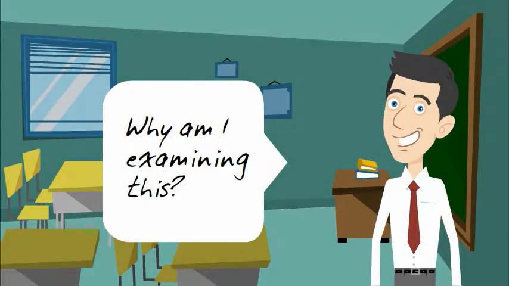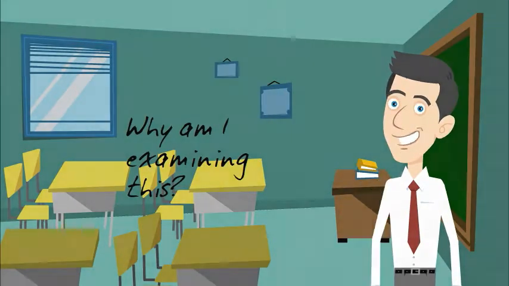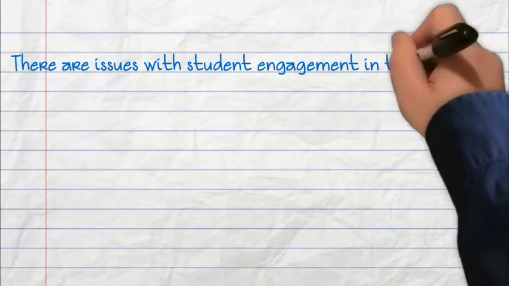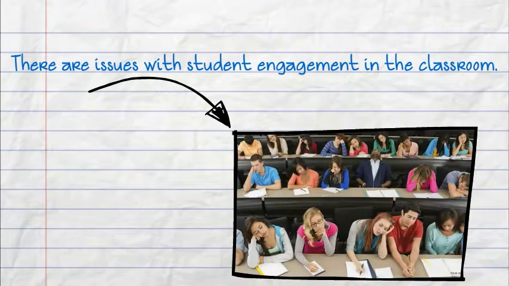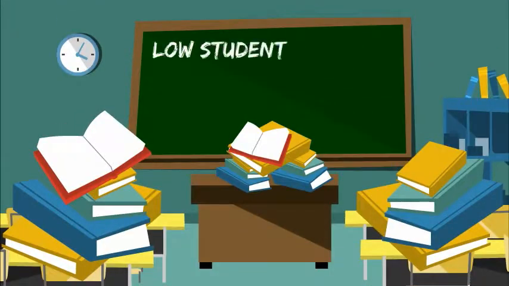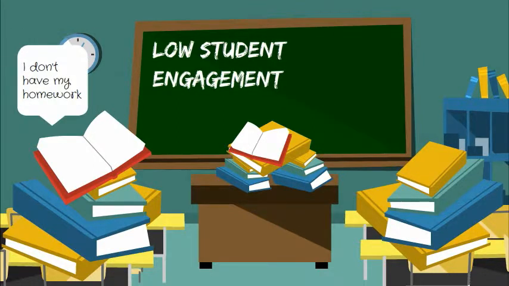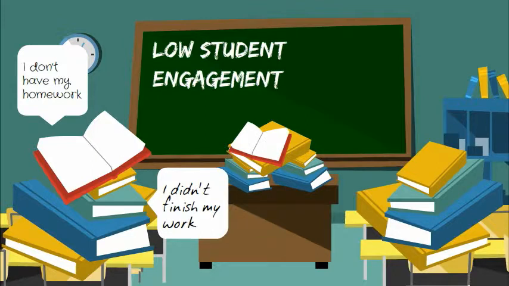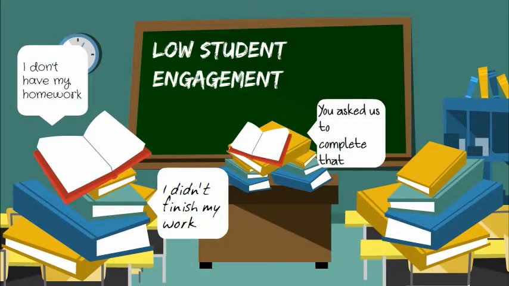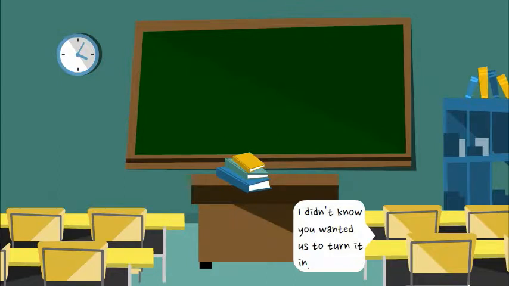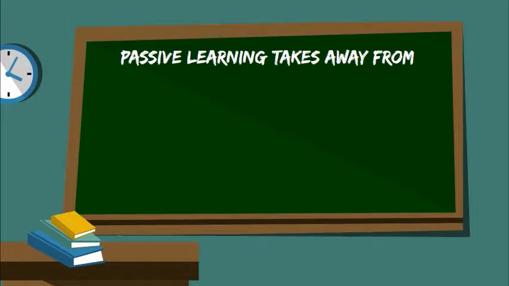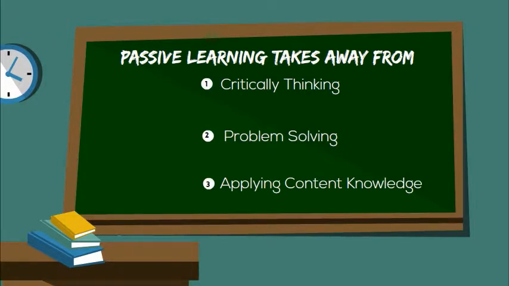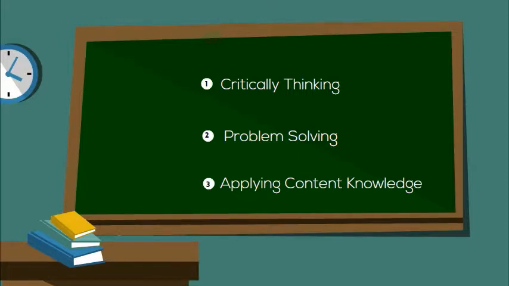So why am I examining this? Currently, there are issues with student engagement in the classroom. The likely cause of poor performance can be attributed to passive learning that a student can experience in the classroom. Passive learning takes classroom time away from challenging students to think critically, problem solve, and apply content knowledge.